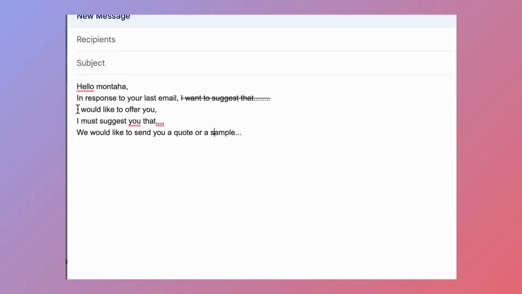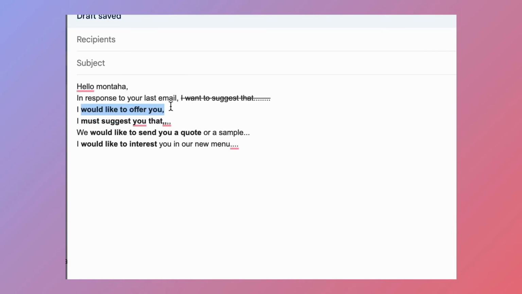Then we can also write other things like I would like to interest you in our new menu. This is also a part of suggesting. Then we would like to send you a quote, which is also a suggestion. Then I must suggest to you that, then I would like to offer you, etc. So these are ways of giving suggestions in an email.